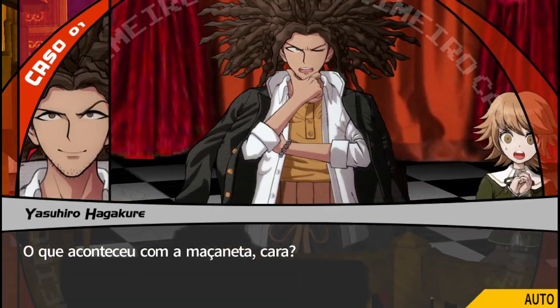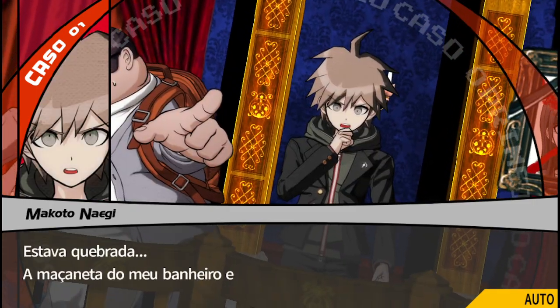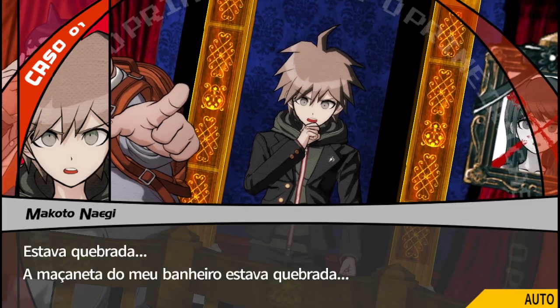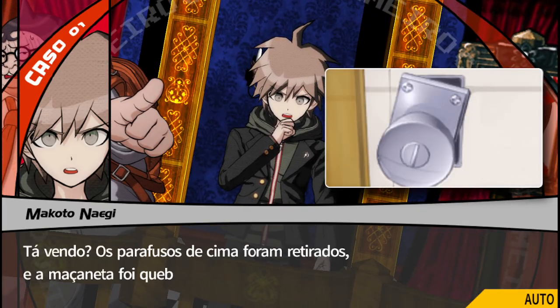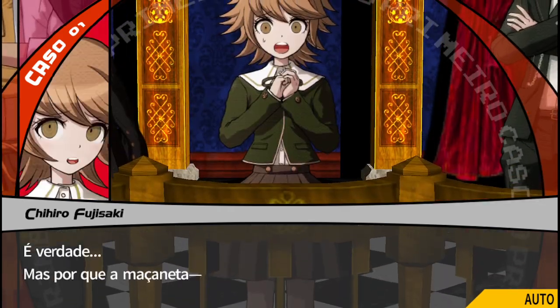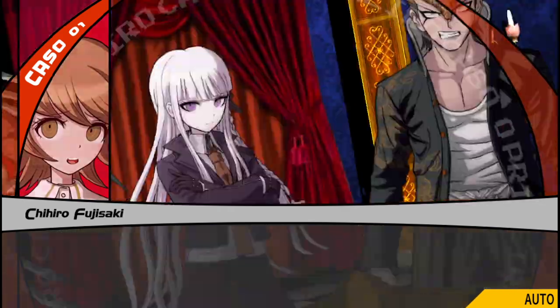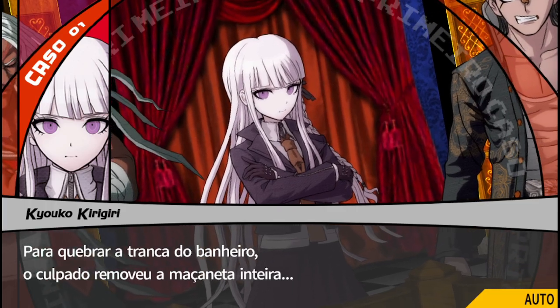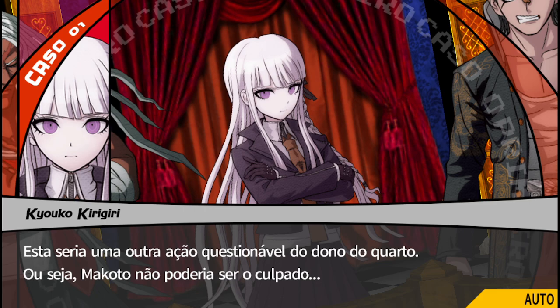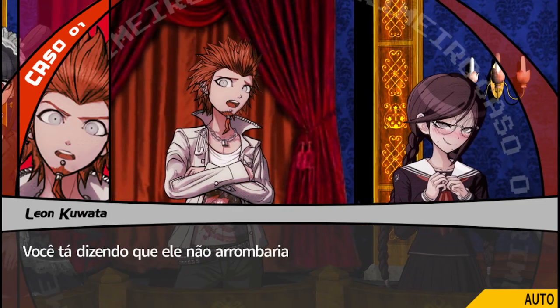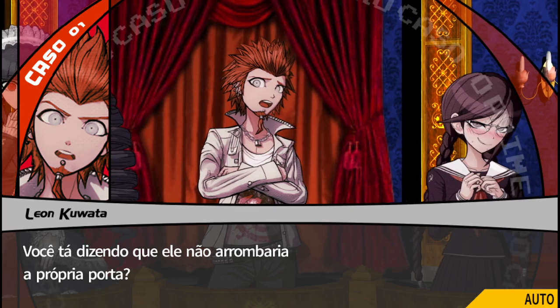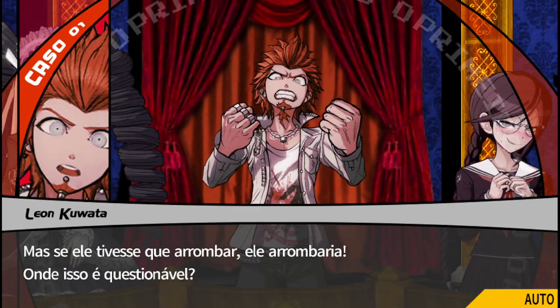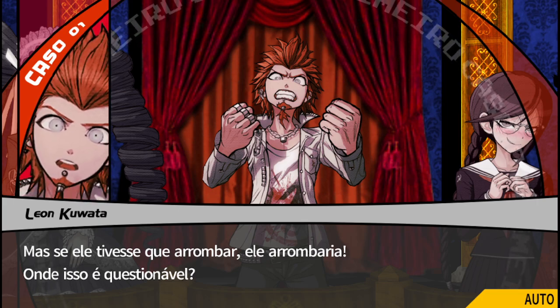Huh? The doorknob? What doorknob? The doorknob for my bathroom. It was completely broken. See how the top part was unscrewed? And the doorknob's about ready to fall off? Oh yeah, true. But what does it mean? In trying to bypass the lock, they ended up nearly removing the entire doorknob. This is another most bewildering act for the room's owner. It proves Makoto is beyond suspicion. So what? You're saying he wouldn't break the door in his own room? But if the only choice you have is to break it, you break it. There's nothing bewildering about it.